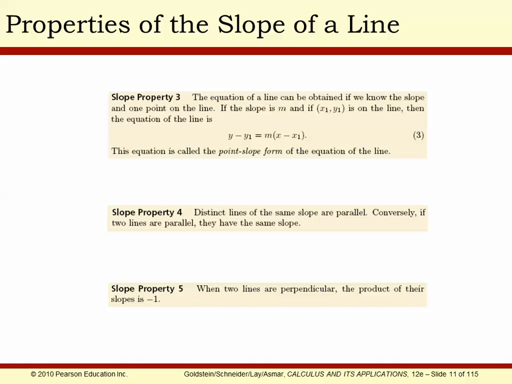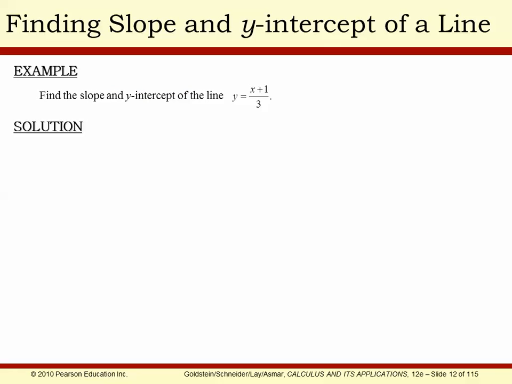Two lines are perpendicular when they make right angles. A way to find this: if you have a line and you want to find a line perpendicular to it, we're going to use the property that the product of the slopes is going to be -1. And we're going to do an example with that in just a second.